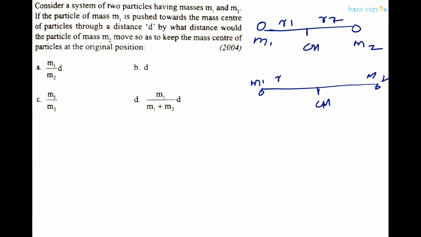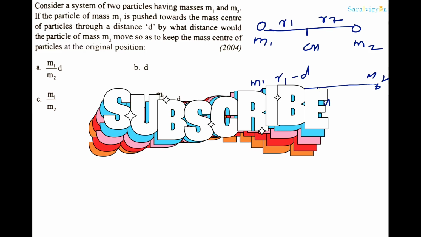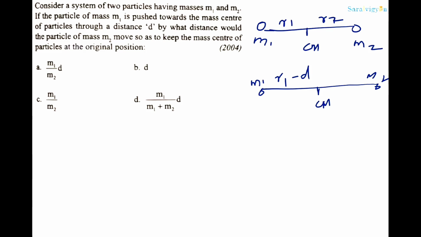So we move the m1 by distance d. We have to find by which distance we move the m2 such that the center of mass stays in the same position. So we have r2 and we have to move by a distance. Let us assume it to be d dash. D dash is what we have to find over here. So let us understand the question.